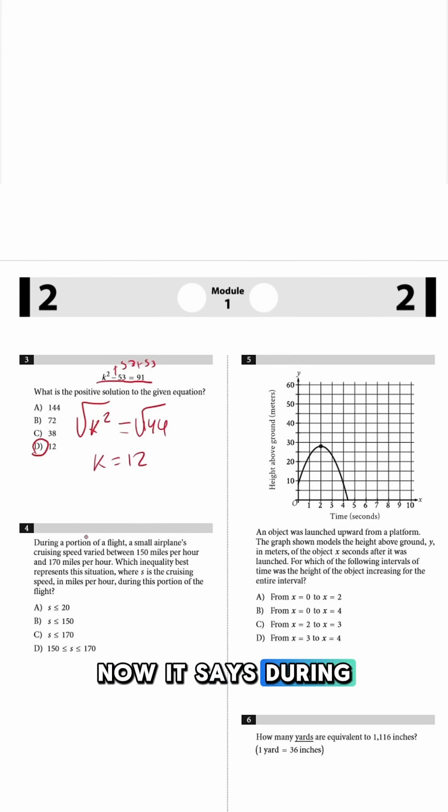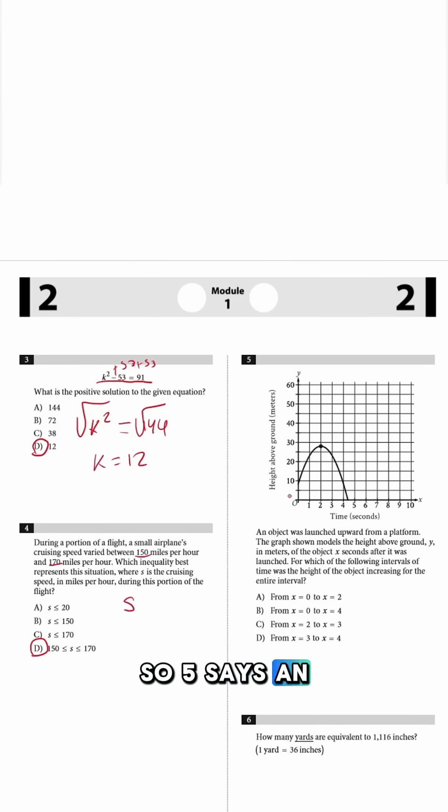So now it says, during a portion of a flight, a small airplane's cruising speed varied between 150 miles per hour and 170 miles per hour. Which inequality best represents the situation where x is the cruising speed during the portion of the flight? Okay, so very simply, since s is the cruising speed and I'm between 150 and 170, my inequality should say so. I need to be in between 150 and 170. Let's move on to 5.